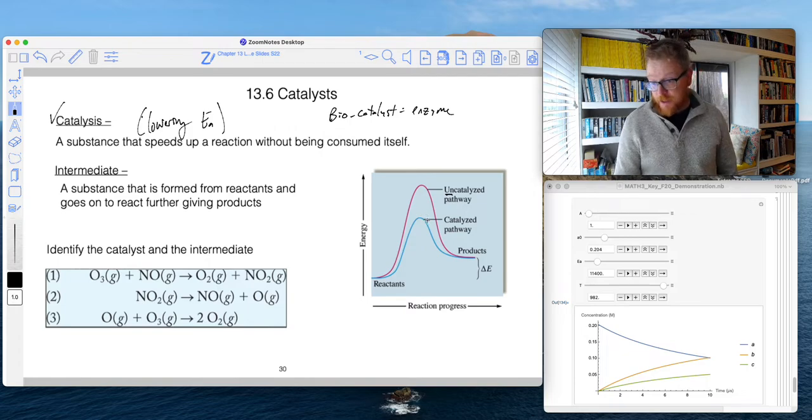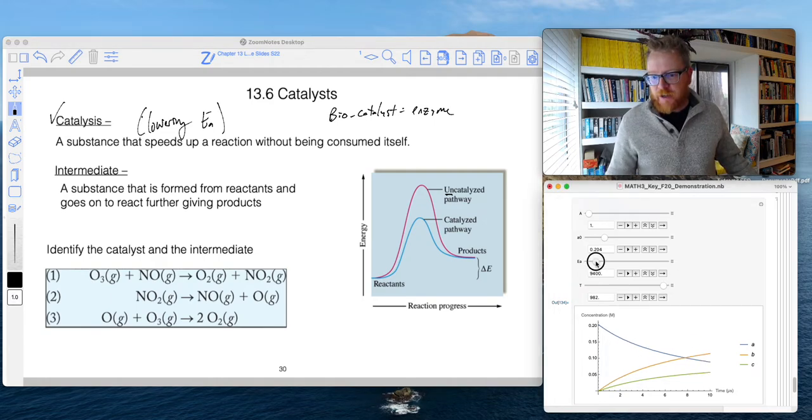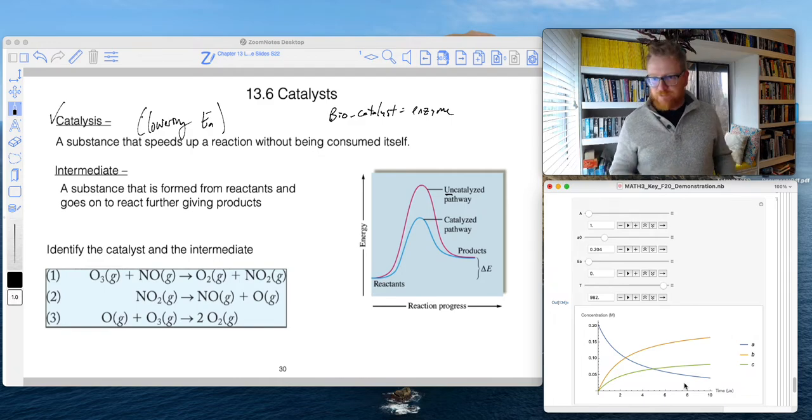And so when something is catalyzed, it has a much lower activation energy. And I'll remind you here with my simulation, if I lower the activation energy, you can see now that that reaction is getting faster, right? The reactants are getting consumed more quickly if I lower the activation energy.